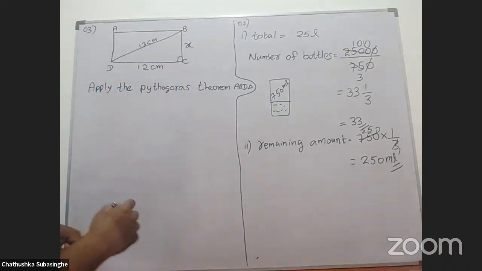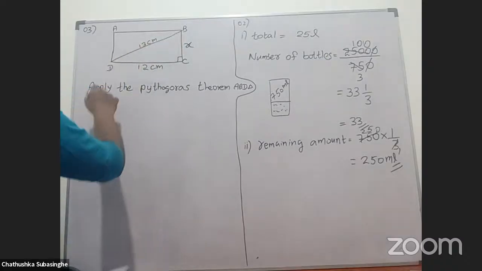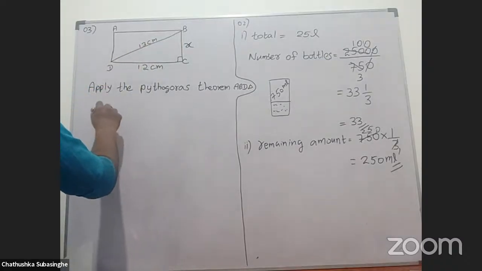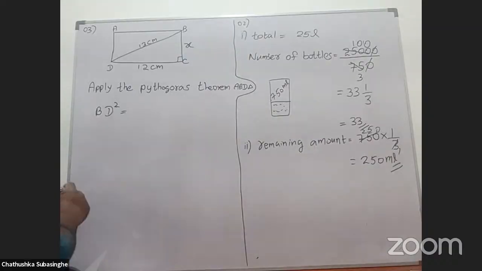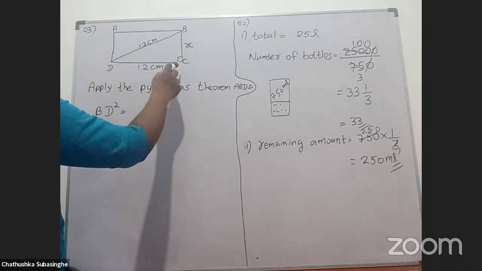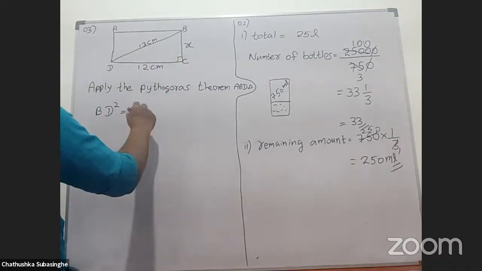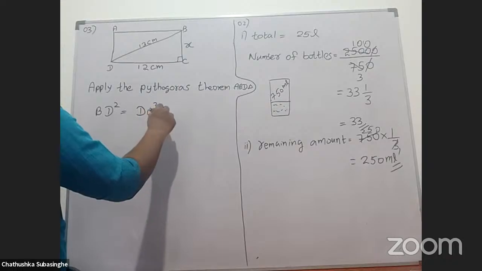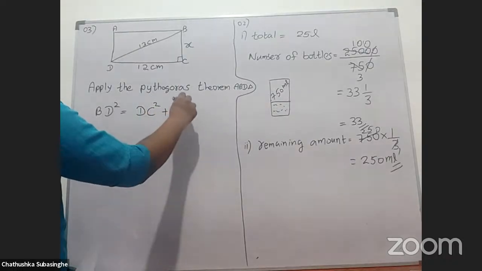So let's apply the Pythagoras relation. BD, the square of the hypotenuse, is equal to the addition of the squares of the other two sides. So the other two sides are DC and BC. So I can write DC square plus BC square.